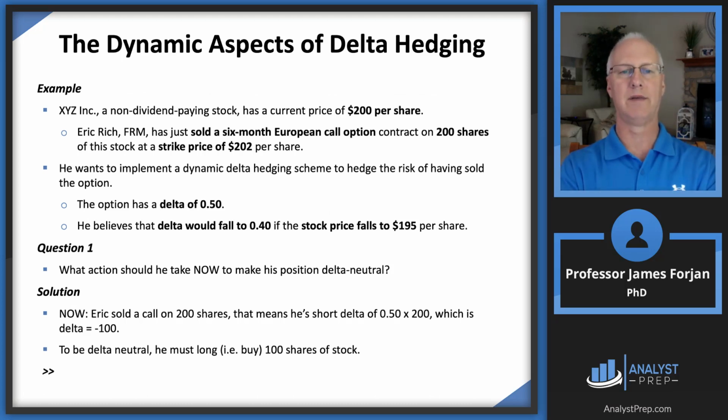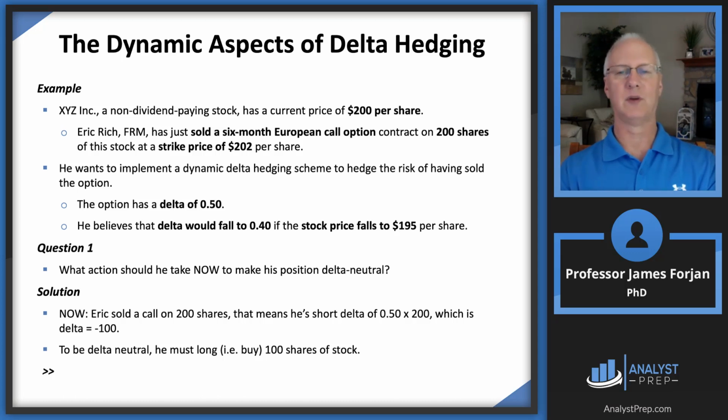Let's take a more specific example here. Suppose we have a non-dividend paying stock. The price is 200. We've got a 6-month call option. The strike price is $202. So we have the right but not the obligation to buy at 202, and the price is 200. So that is an out of the money option. The delta is 0.5.